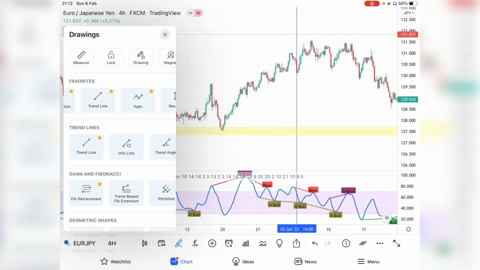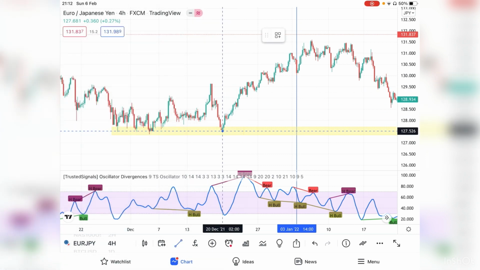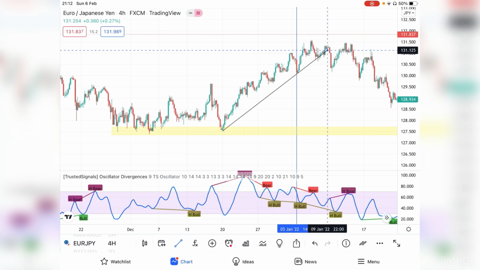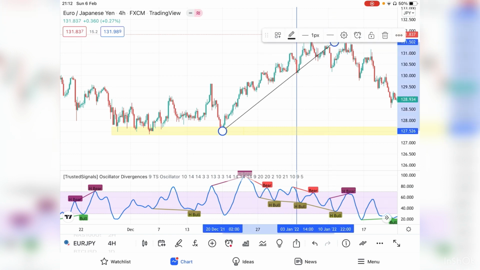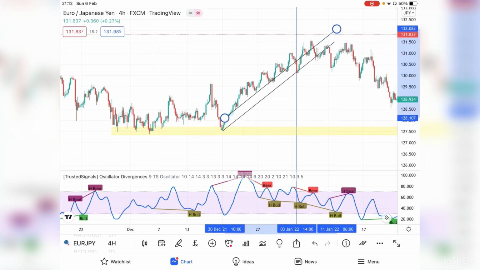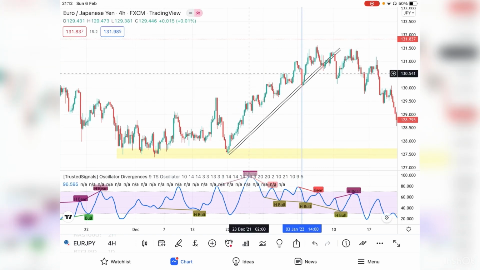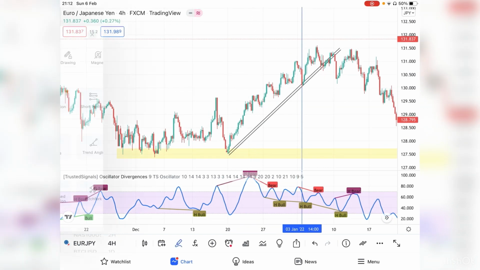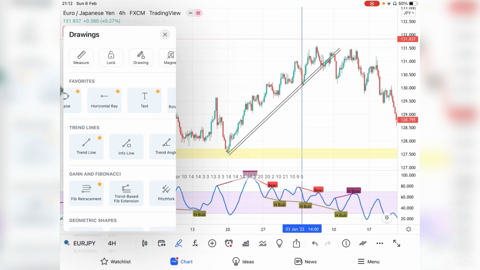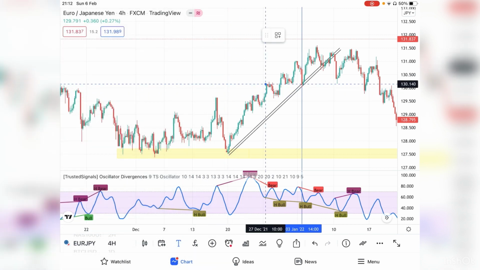Okay, so we can mark that with a trend line to be easier to see. Like this. I like to use double trend lines to keep me out of noise. And as we can see, guys, EJ is in an uptrend. It's making higher highs and higher lows. Let me also input the text so you guys can see what I'm talking about.